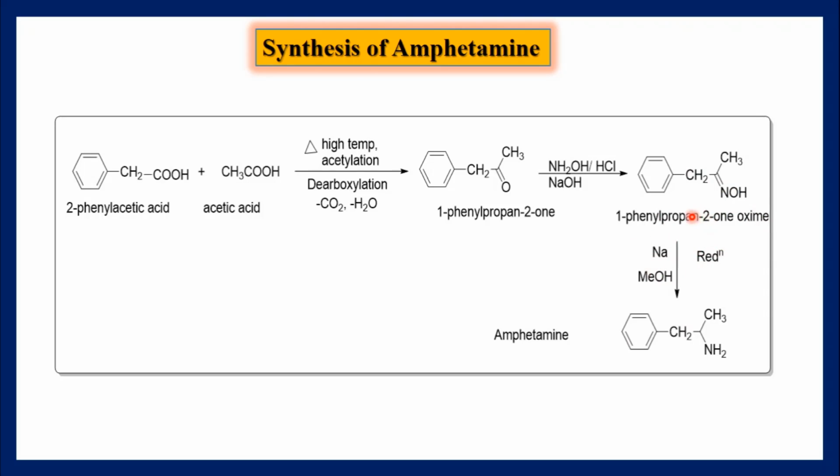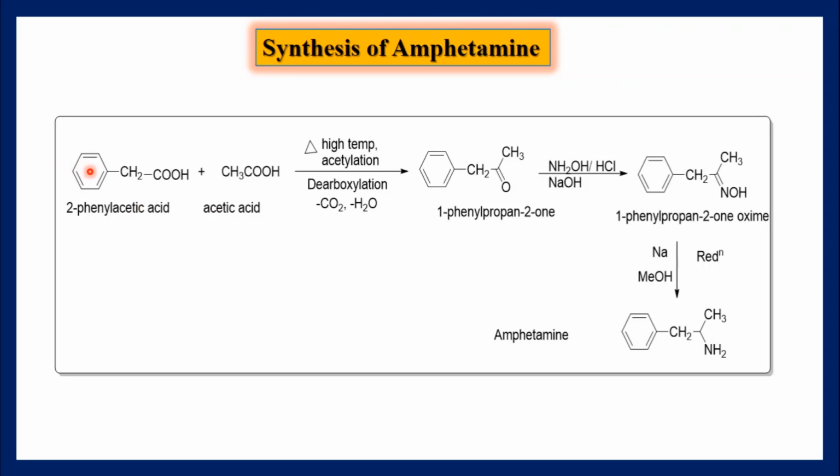Then this oxime undergoes reduction. The carbon-nitrogen double bond of the oxime is reduced to an amine by the reducing reagent sodium in presence of methanol. It reduces the oxime to the amine, and the final product is amphetamine. So its synthesis is very simple.